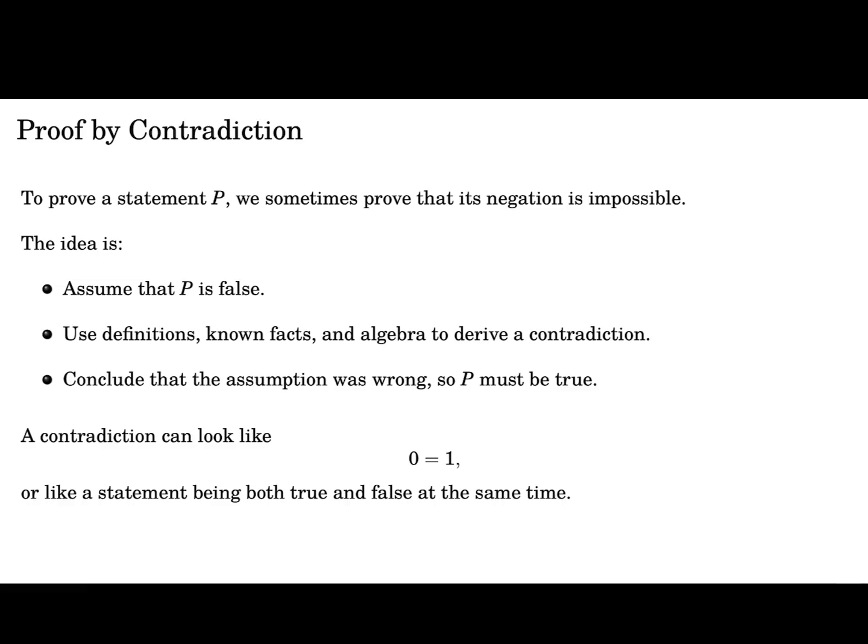So again, the structure is you first assume the opposite of what you want to prove, and then you reason from that assumption, and you find the contradiction. And since you found the contradiction, then the thing that you assumed cannot be true, so it must be false, which means that the opposite of it must be true. So that is, you conclude that the original statement must be true.